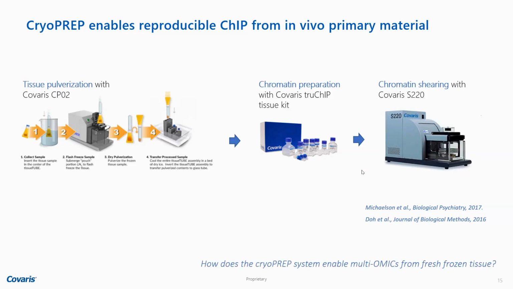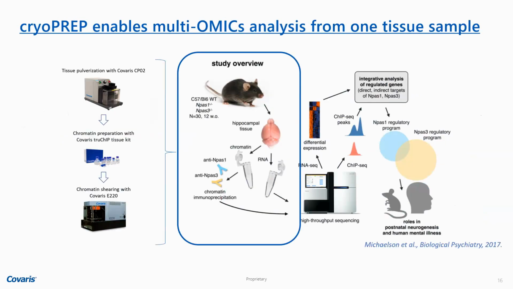And as I mentioned, the possibility that you can distribute the powder allows for nice multi-omics approaches, and we have several people using this opportunity, and I would like to go through one example. This is from a group who uses our E220 shearing device and the CryoPrep, as well as the TrueChIP tissue kit that I explained beforehand.